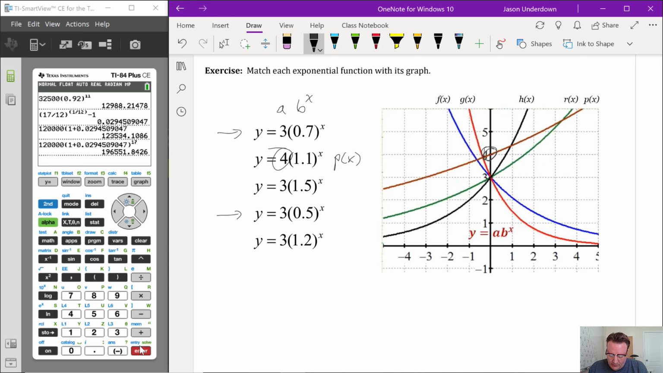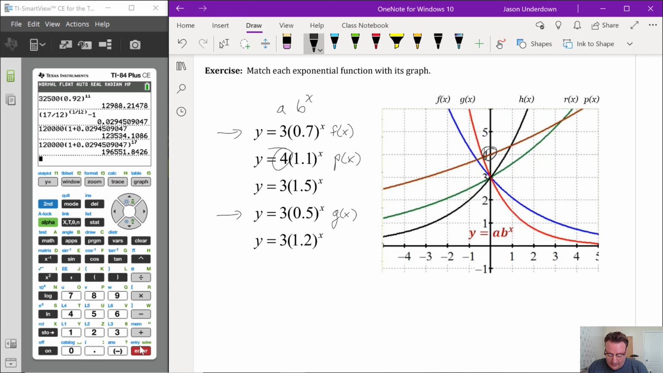Okay, so now which is F and which is G? Well, it looks to me like the one that is decaying more rapidly is G. So it's going to have the number that's closer to 0, right? Closer to 0, and that's this one right here. So this is g of x, and this has to be f of x. The other way to think of this, if you prefer, is that the flatter decay function will have the base closer to 1, okay? And 0.7 is closer to 1 than 0.5.